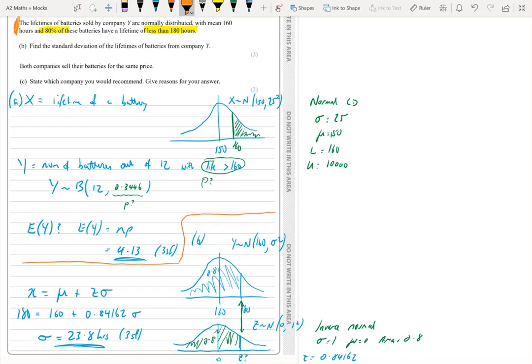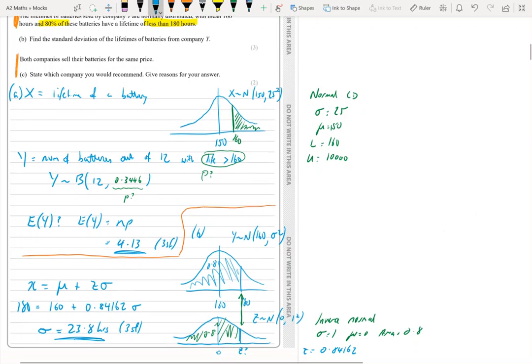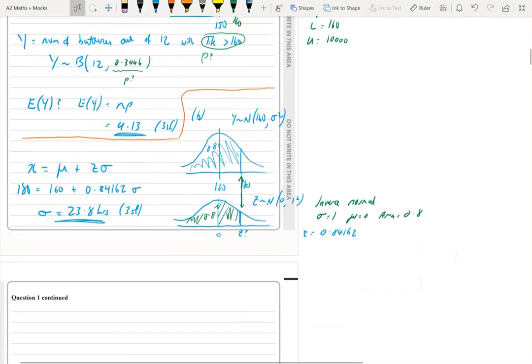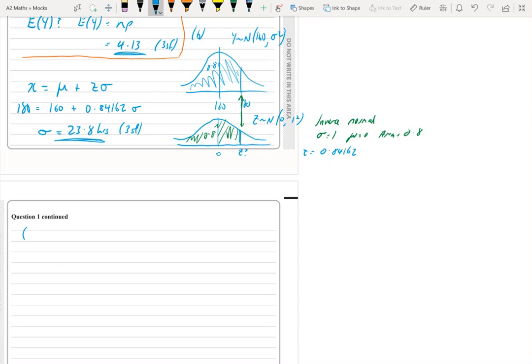Let's read on. There's a new bit. Both companies sell their batteries for the same price. Which would you recommend? Give reasons for your answers. So this decision has to be based on numerical evidence that we've already got. So we're going to do a quick summary.